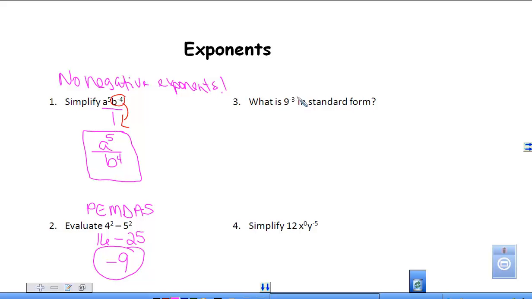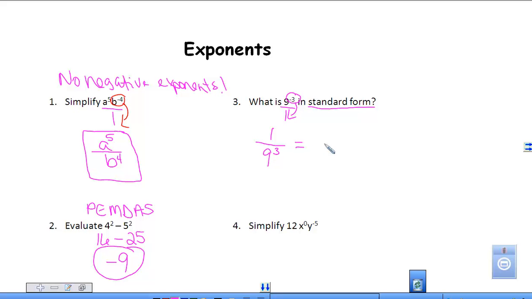Number 3 is asking us to write 9 to the negative 3rd power in standard form. So that means we actually need to simplify our problem until we can't take it any further. So the first thing you should notice is that we have a negative exponent. So if I rewrite this as a fraction, I need to take 9 to the negative 3 and move it to the bottom. And this becomes 9 to the 3rd power on the bottom, and then we put 1 as a placeholder on top.